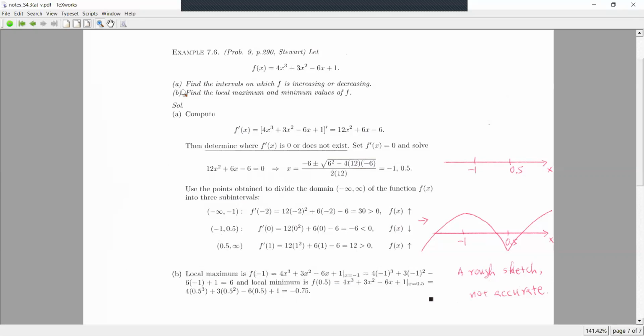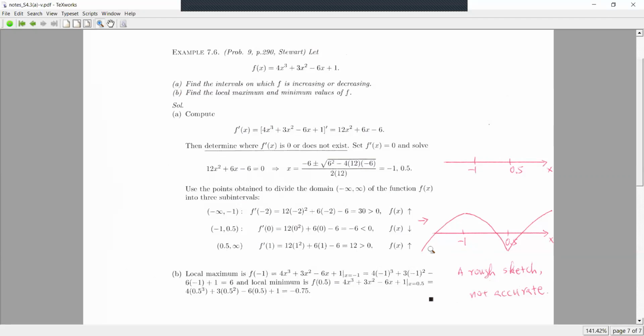So the answer to question A is: over this interval and this interval, the function f is increasing. On this interval, the function f is decreasing. Question B. Find the local maximum and minimum values of the function. To answer this question, use the information that we obtained from part A.